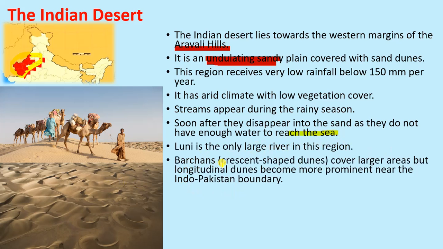The Barkans are crescent shaped dunes. Whatever this shape is that is visible, this is known as Barkans. They cover a large area, but longitudinal dunes become more prominent near the Indo-Pakistan boundary. If you visit Jaisalmer, you may see a group of Barkans. If you want to see them, you need to visit this region, Jaisalmer.